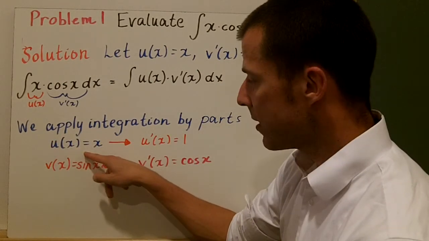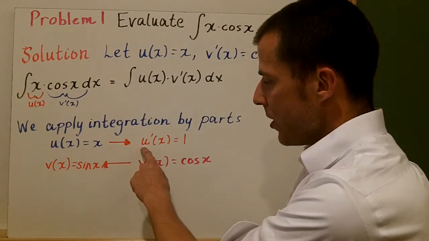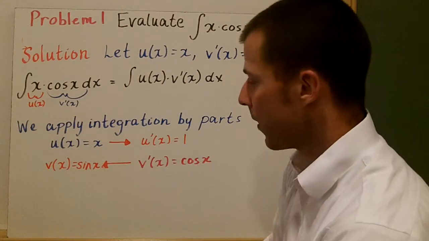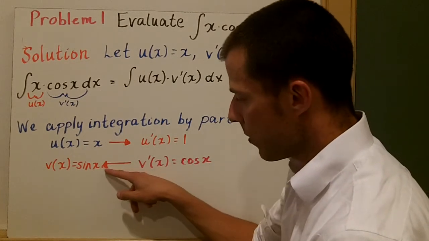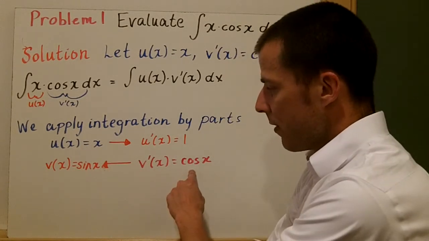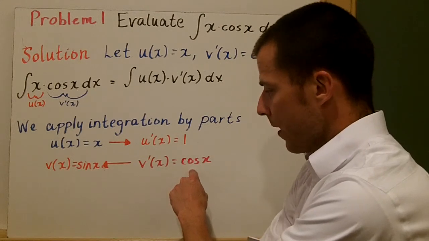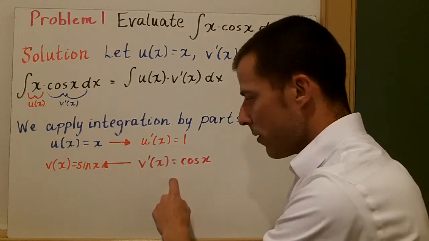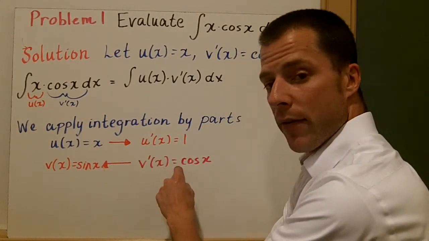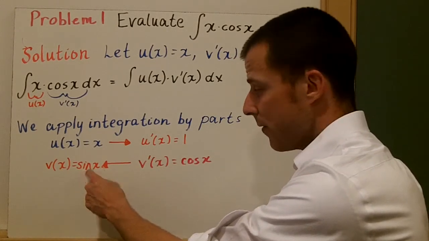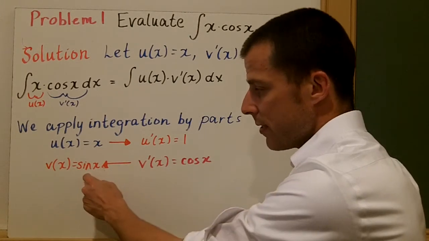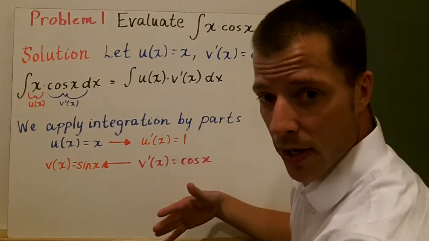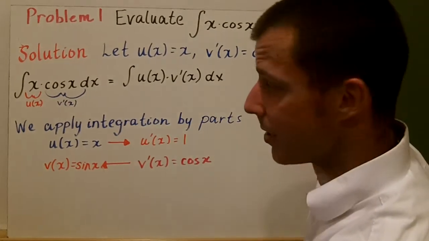Well, we know u of x is x. This implies u prime of x equals 1. Well, the derivative of x is 1. So now notice here my arrow's going the other way because I've been given v prime of x, which is equal to cosine of x. So I have to go in reverse. Okay, if I know the derivative, to get the original is the antiderivative. So the antiderivative of cosine of x is sine of x here. Okay, so we've applied our integration and now we've got to simplify and substitute.